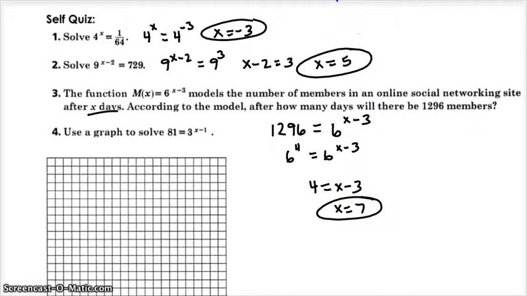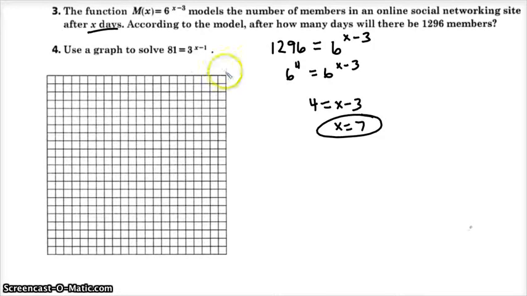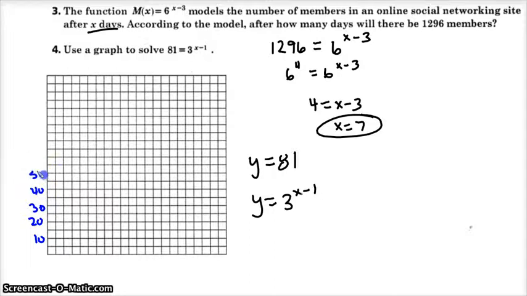All right, the last problem, you had to use a graph to solve 81 equals 3 to the x minus 1. You'll remember from up above, you had to graph two lines, so I'm going to be graphing the line y equals 81 and the line y equals 3 to the x minus 1. Let's go ahead and label our graph. I'm going to label by tens. Hopefully I do a little bit better job than I did up above. 50, 60, 70, 80, and 90. Then across the x-axis, we'll go ahead and do every other mark.